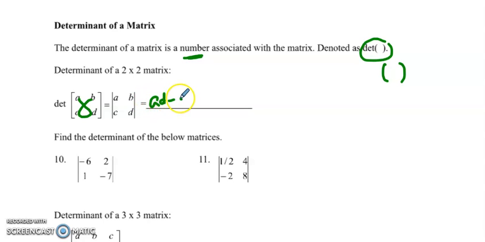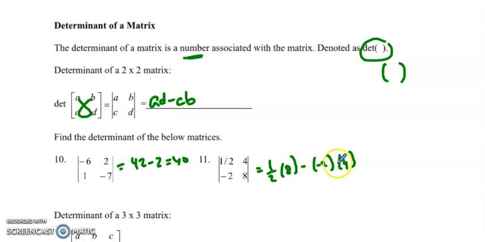So AD minus CB. So if I want to find the determinant of number 10 here, I do -6 times -7 is 42 minus 1 times 2. So the determinant is 40. Same thing here for number 11. Take 1/2 times 8 minus -2 times 4, which gives me 4. Let's see, -2 times 4 is -8, times -1 is 8, so 4 plus 8 is 12.